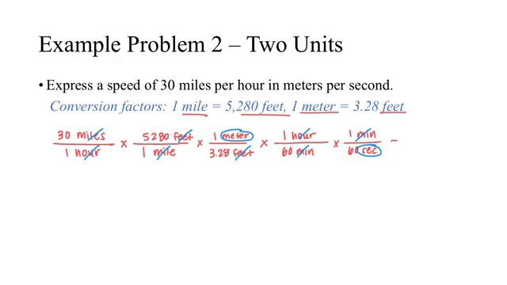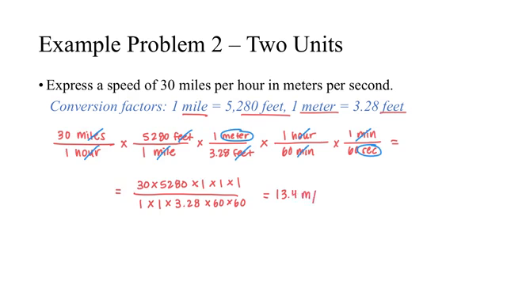So let me go ahead and multiply this out. I'll show that down here. That would be 30 times 5,280 times 1 times 1 times 1. Again, multiplying all the numerators together and then dividing that by all the denominators multiplied together: 3.28 times 60 times 60. Put that into my calculator and I will get 13.4 meters per second. You could have also said 13.41 meters per second, and that is my final answer. And so that's an example of converting 2 units at the same time. You could have converted miles to meters separately and then divided that by hours converted to seconds just fine, but I prefer to do them all in one step.